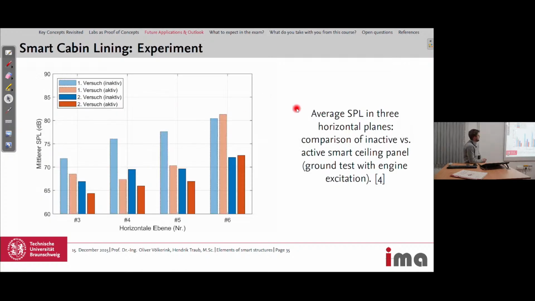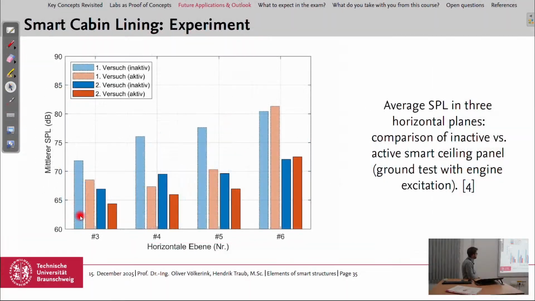And then afterwards, this is again the outcome of the design study, they performed experiments, a ground test with the system installed in the aircraft. This is the mean sound pressure value here, in decibels, so it's the sound pressure level in decibels, measured at different horizontal planes, 3 to 6. And this bar is the first experiment with the inactive system.